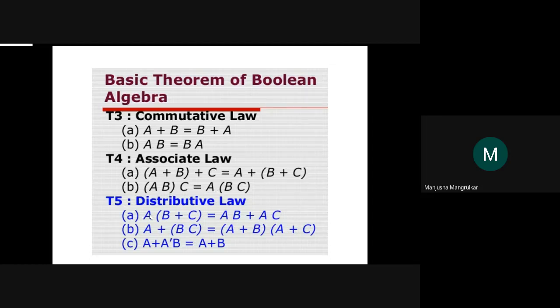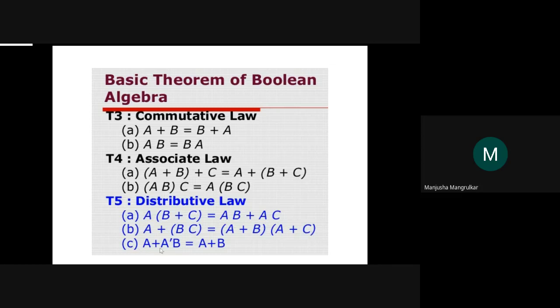Distributive law: A AND (B OR C) equals A·B plus A·C. This law you have to remember, you have to understand that. A plus BC means (A OR B) AND (A OR C). In A·B plus A·C, A is common. So A AND (B OR C), or A OR B ANDed with A OR C.